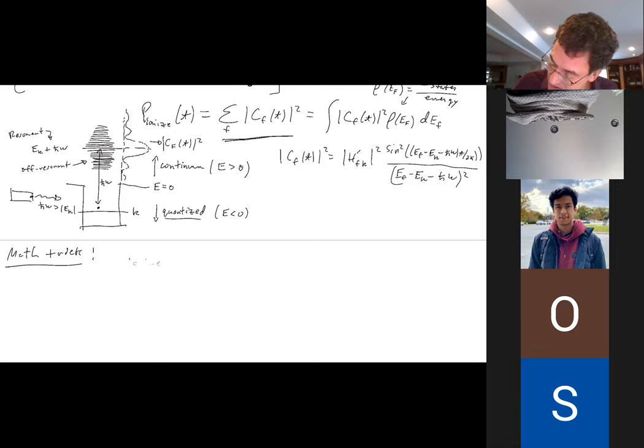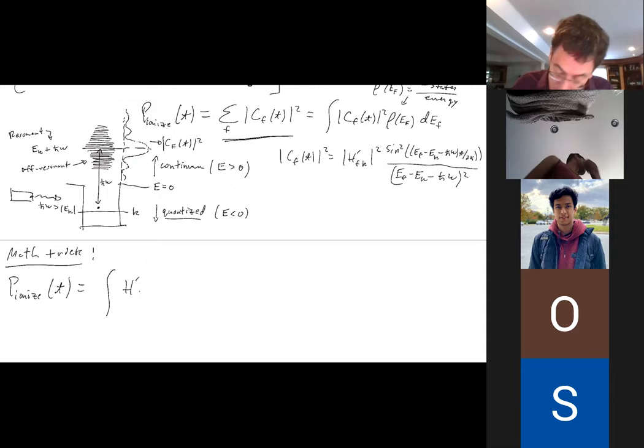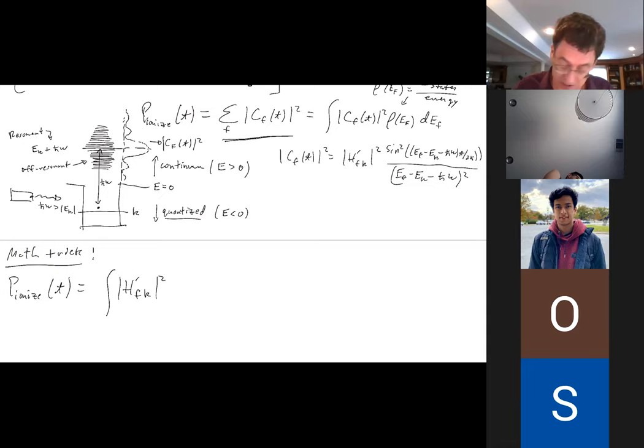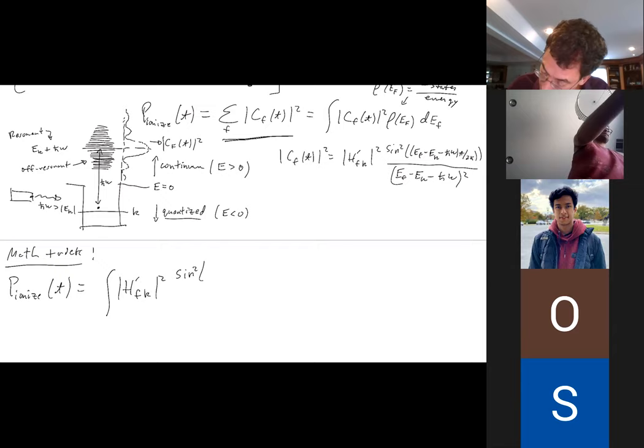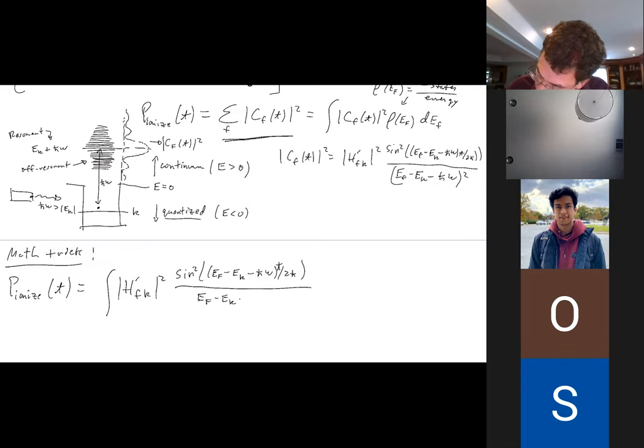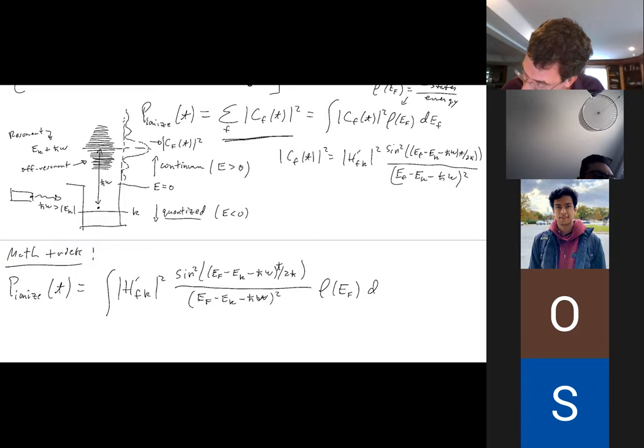Write the integral. The probability to ionize at time t is going to be equal to this integral of H prime of FK, the matrix element of the light connecting the initial and final states, times sine squared of (EF minus EK minus h bar omega) t over 2 h bar, divided by (EF minus EK minus h bar omega) squared, times the density of states at every possible final energy.